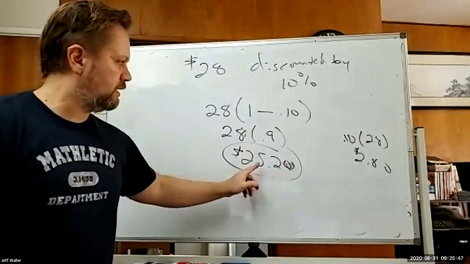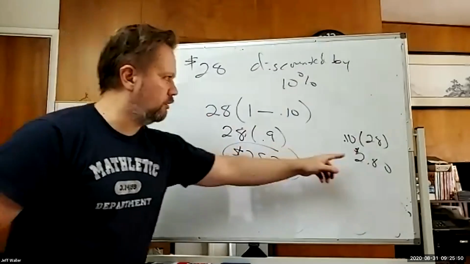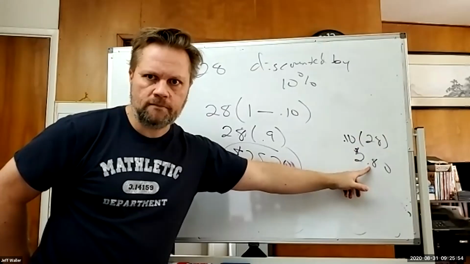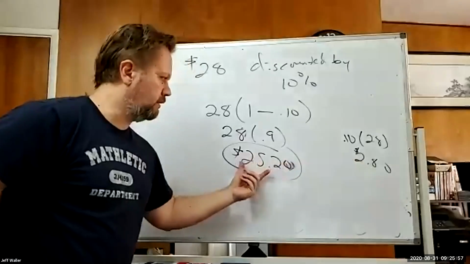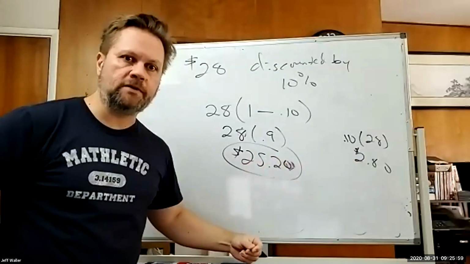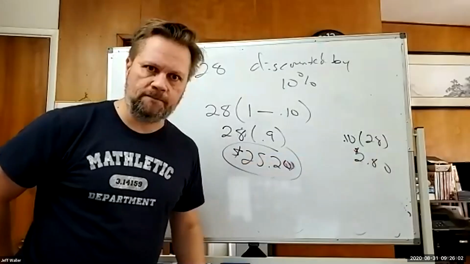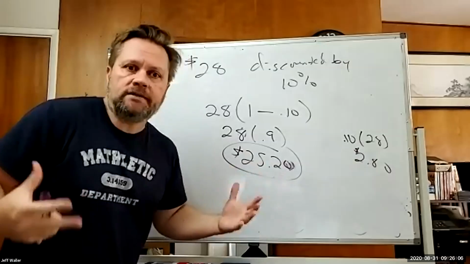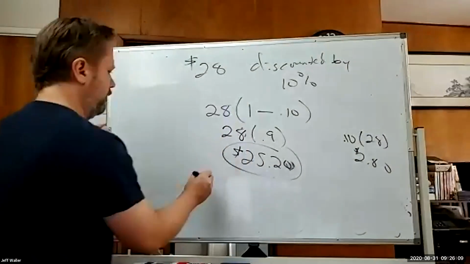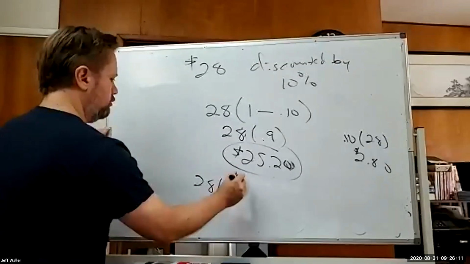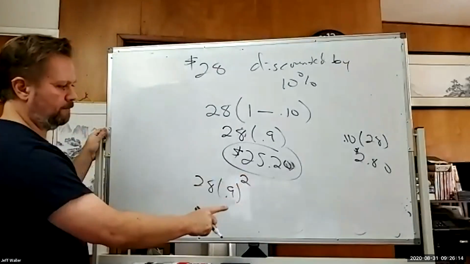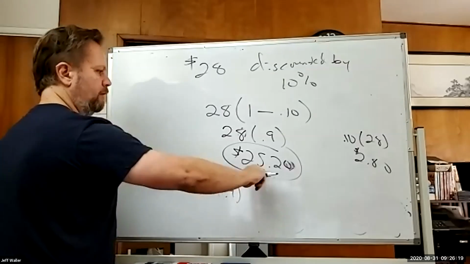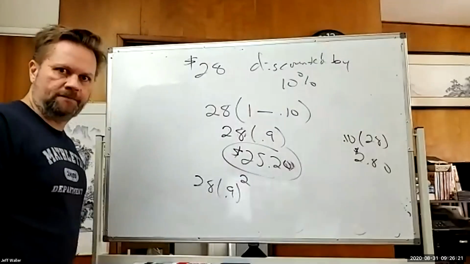If I wanted to take 10% off of this, is it going to go down by 2.80 again? If I wanted to take this price and reduce it by another 10%, is it going to go down by 2.80 again? Now it's going to go down by less, because now the cost is less. 10% of this is less. So now if I wanted to do this twice, I could just apply the 0.9 twice, and then I would see what it would be after one more discount.